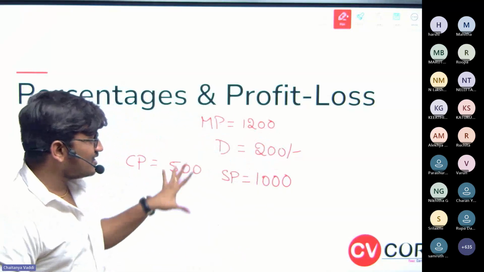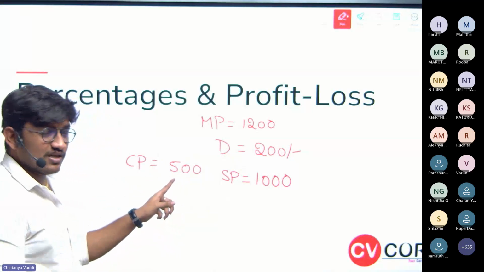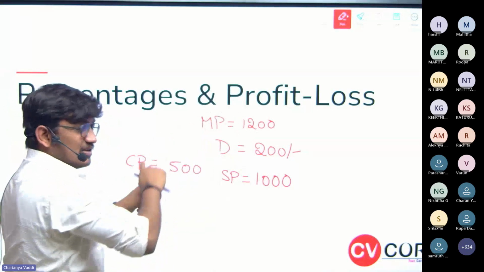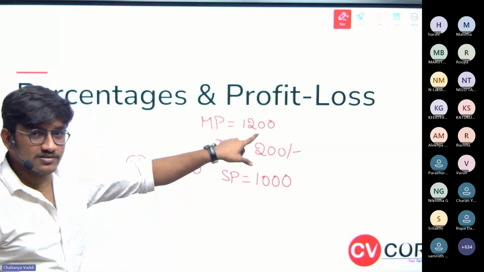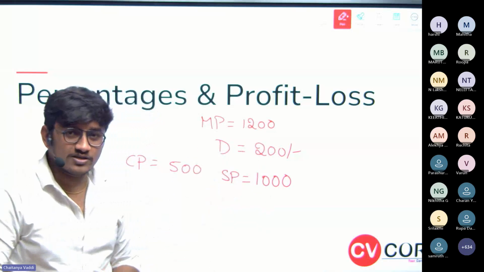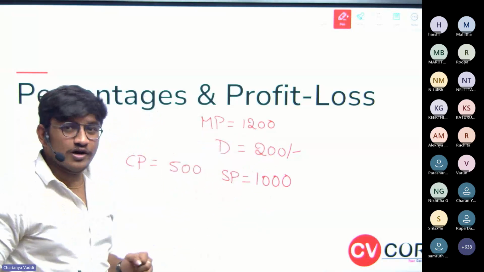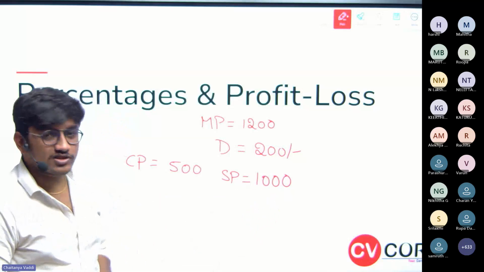Now understand the scenario here. At what price did I buy a shirt? 500 rupees. Now I increased that price, and we call that price the market price. From the market price, I'm giving a discount of 200 rupees. After giving the discount of 200 rupees, I get the selling price. So the selling price will be 1000 rupees.